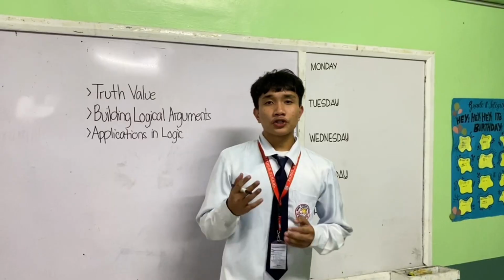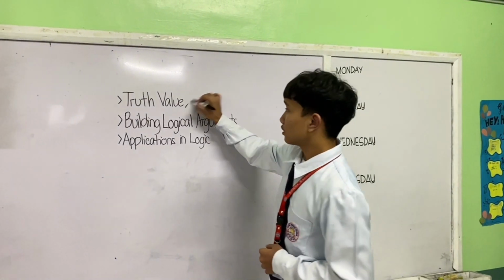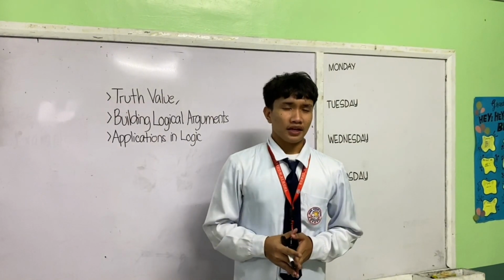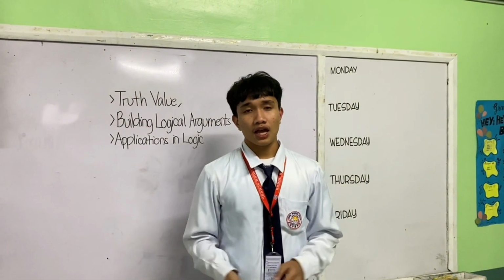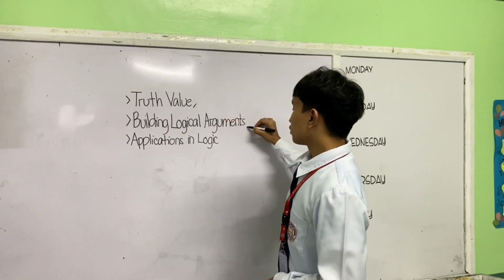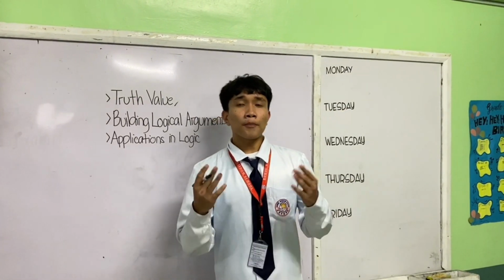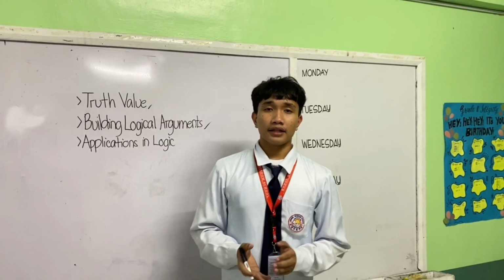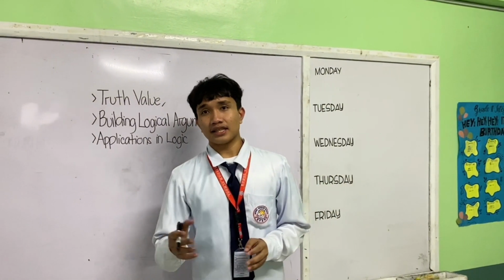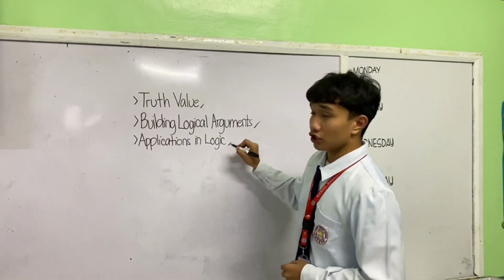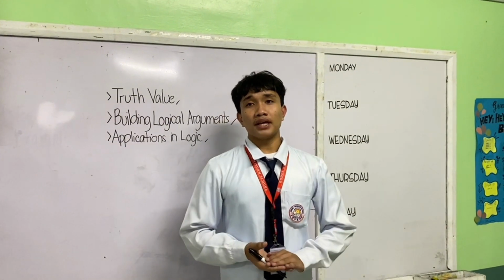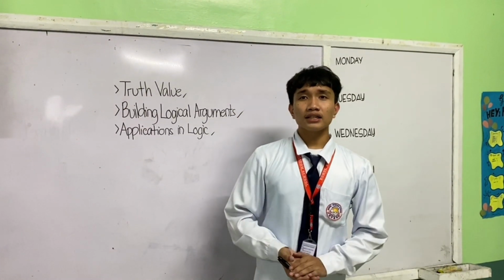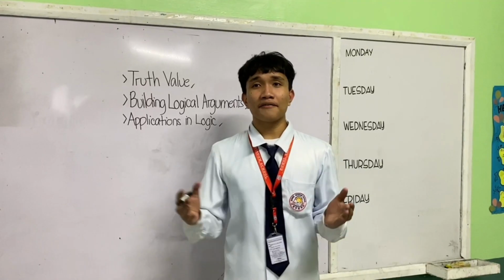So first, truth value. Every proposition must have a truth value, either true or false. Second, building logical arguments. Propositions are the foundation of logical reasoning and mathematical proofs. Lastly, applications in logic. They help in defining logical operations, evaluating statements, and constructing valid arguments.